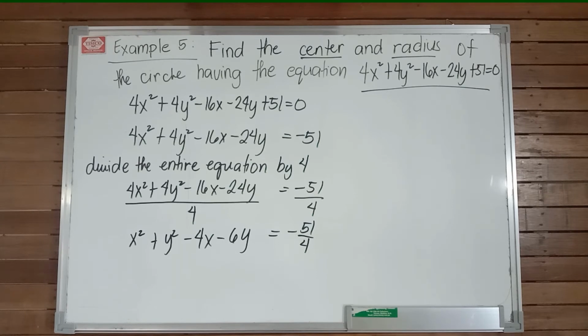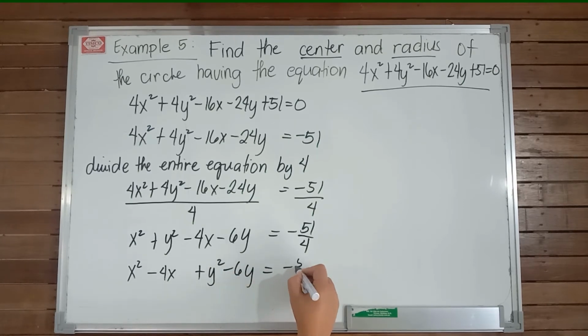And then next, isusulat natin yung parehong variables. Yung mga terms na may parehong variables. So, we have x squared minus 4x plus y squared minus 6y equals negative 51 over 4.